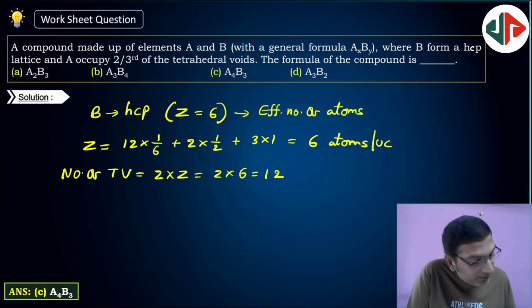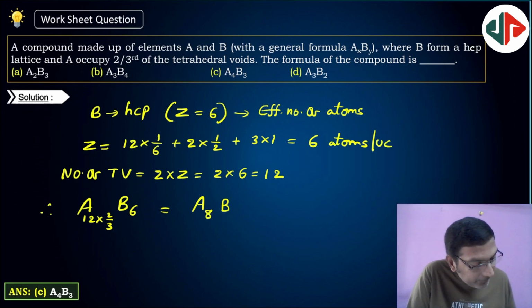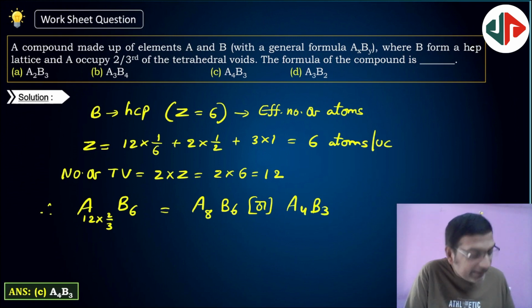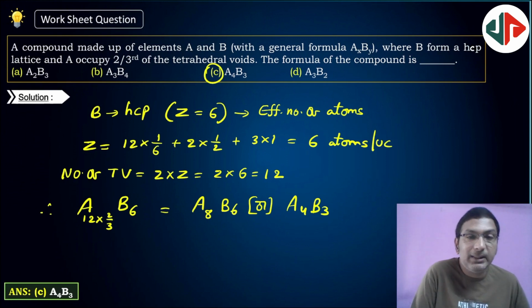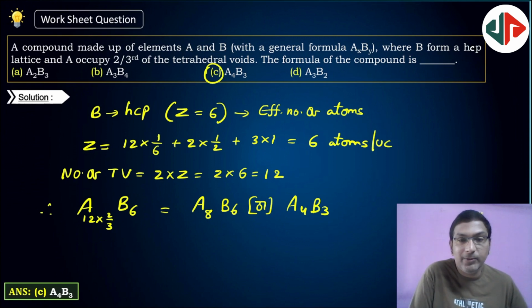Therefore, for the formula we can write B atoms are 6 and A atoms 12 into 2 by 3, that is A8 B6, or we can write A4 B3. This is the formula. Option C. So A atoms occupy 2/3 of tetrahedral voids: tetrahedral voids 12, 12 into 2 by 3, and B atoms are 6. Therefore A4 B3 is the formula.